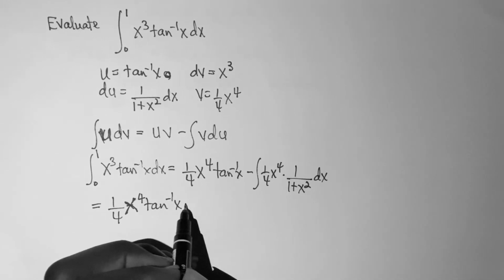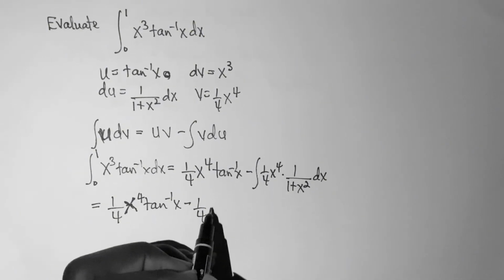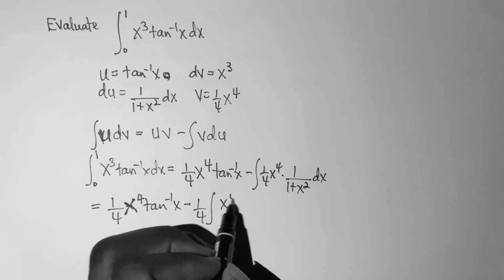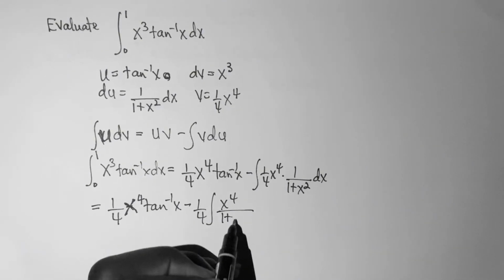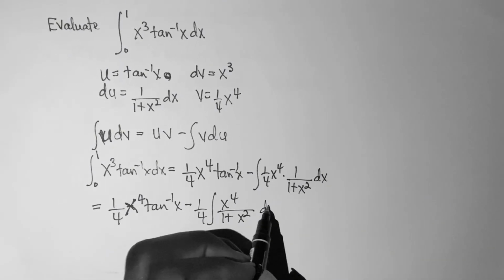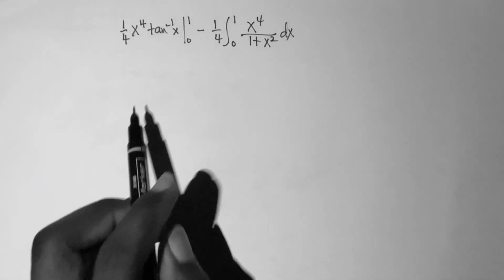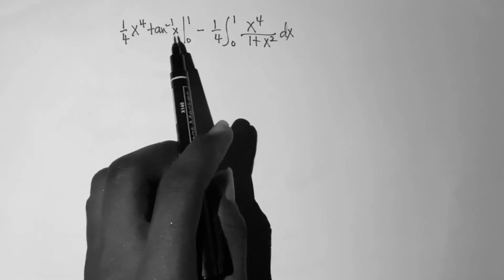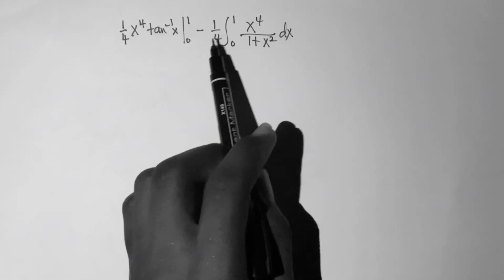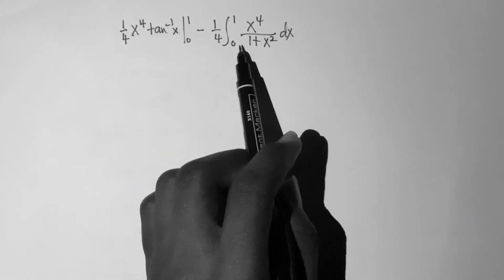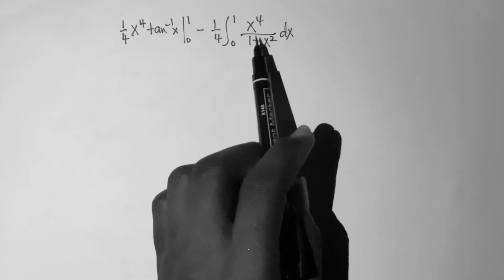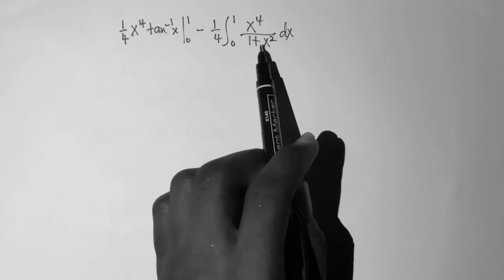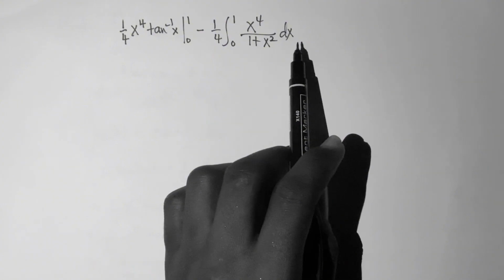Now let's pull out 1 over 4. 1 over 4 integral of x exponent 4 divided by 1 plus x squared dx. So this was where we reached. We reached 1 over 4 x exponent 4 tan inverse of x evaluated at 0 and 1, minus 1 over 4 integral of 0 to 1 of x exponent 4 divided by 1 plus x squared dx.